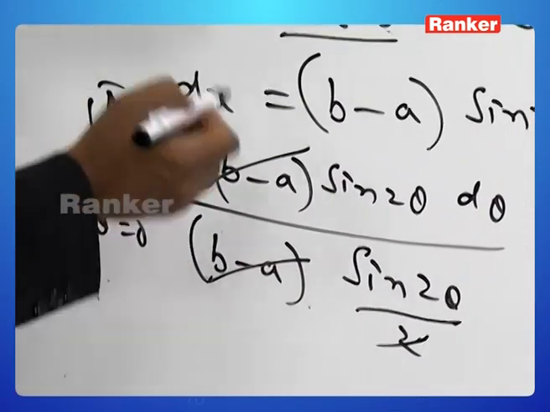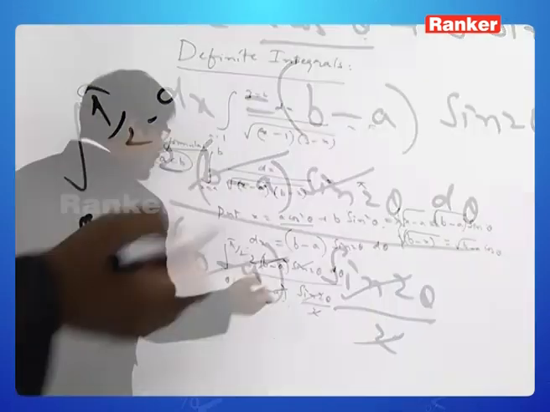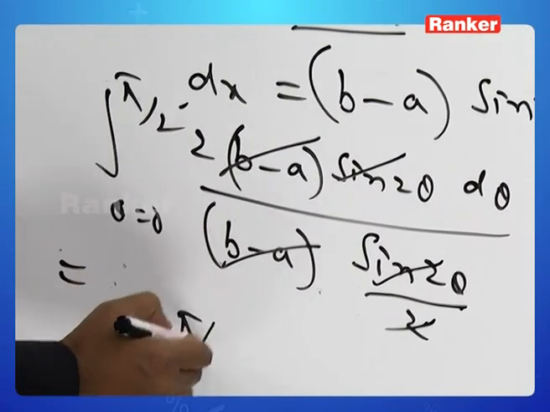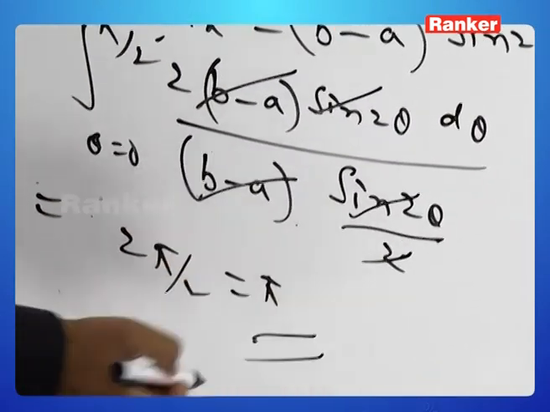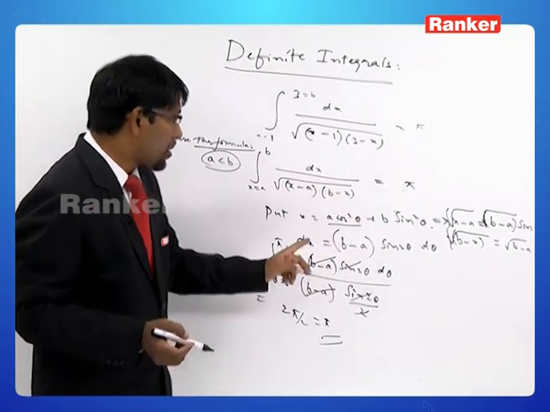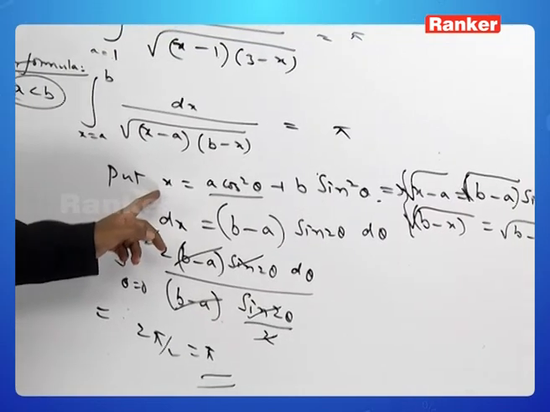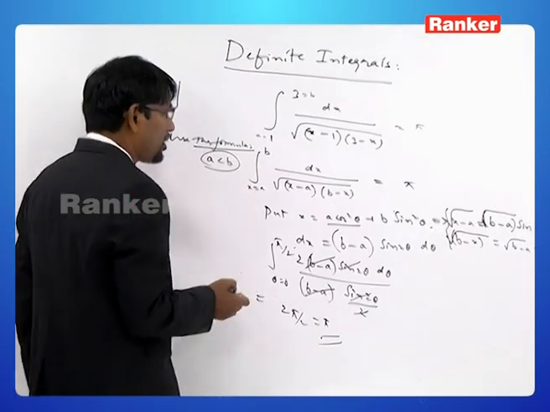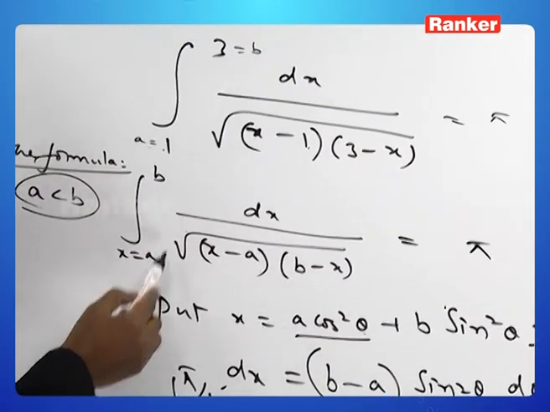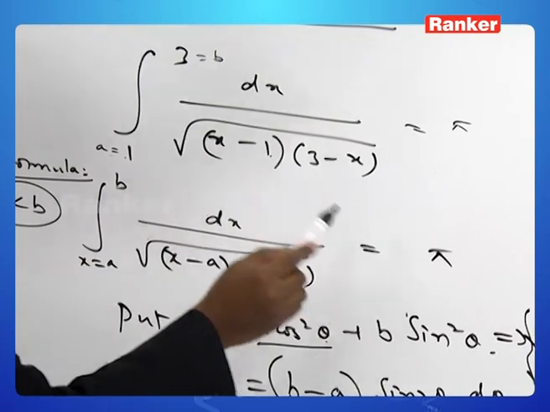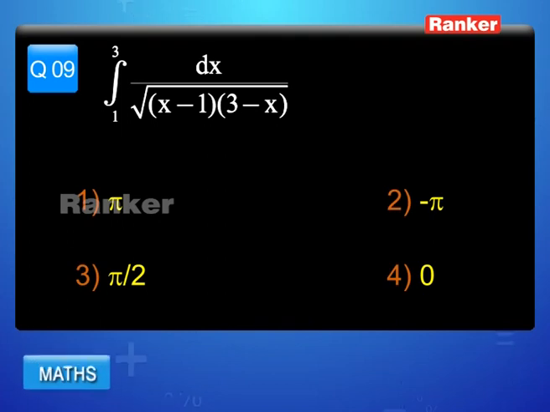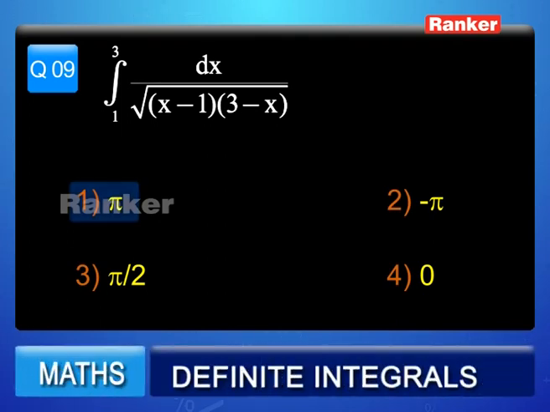This b minus a and b minus a cancels, and sin 2 theta cancels, so we have 2 d theta and 2 into pi by 2. That's clearly pi. So we have proved that this integral has to be pi. The substitution we had gone for is x equal to a cos square theta plus b sin square theta. So it's a standard integral from a to b of 1 by root over x minus a into b minus x dx equal to pi. We are using this formula. Therefore, the answer is clearly seen in option 1. So answer is 1.